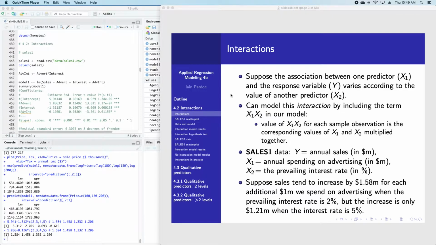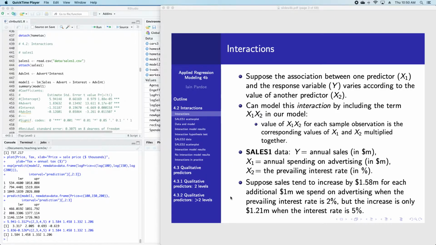The way that we can model this in the regression model is to add the term x1 x2 in our model, where the value of x1 x2 for each sample observation is simply the corresponding values of x1 and x2 multiplied together. So the running example will use sales data where the response variable y measures annual sales, and we've got two predictor variables. X1 will measure the annual spending on advertising in millions of dollars, and x2 will measure the prevailing interest rate in percentage.